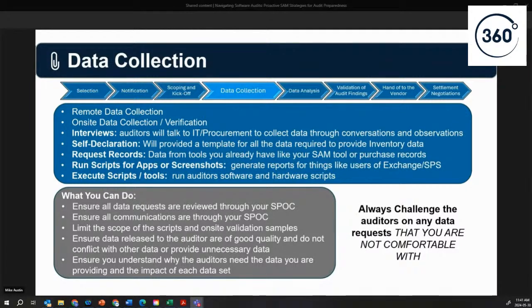And if you fill that out, you can provide that back to them from your inventory tools. They're going to run across records on the data for the tools you already have. So like I said, if you've got SAM tools or SCCM, you can pull data from that. They're going to talk to you about running scripts for various apps.